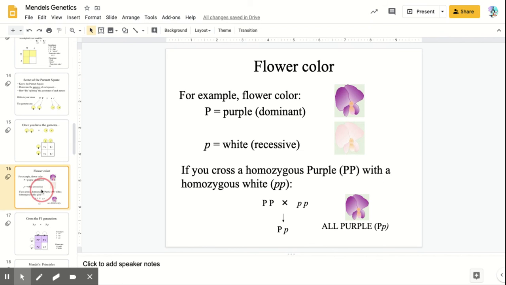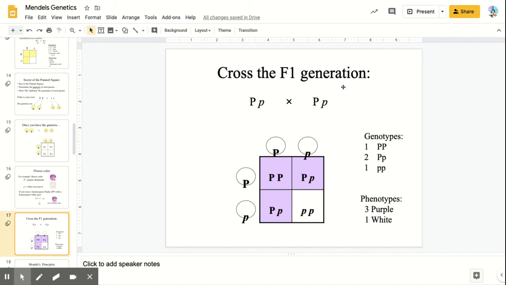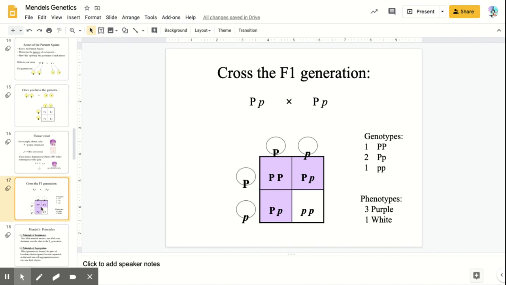I'm going to talk through the one on flower color. So purple, big P, is dominant to white, little p. We cross big P with little p. And we're going to get this heterozygous all purple flower. We're going to cross our F1 generation. That F1 generation is going to give us these gametes. And again, we're just filling in the Punnett square, guys, just filling it in.